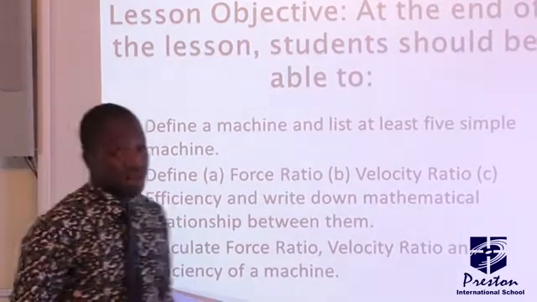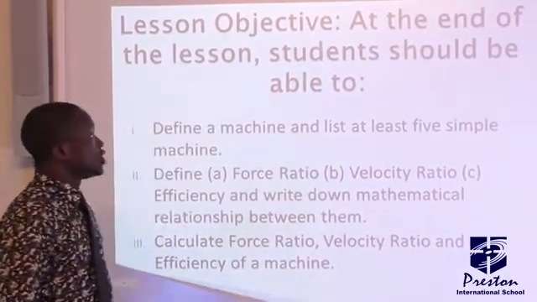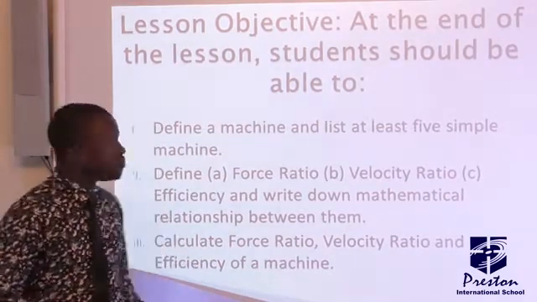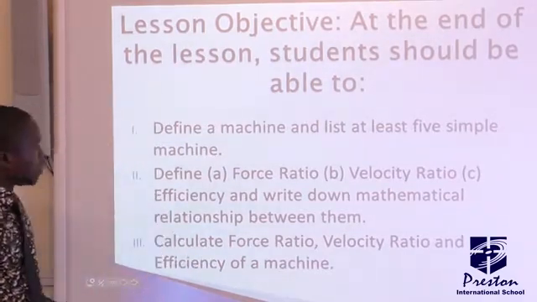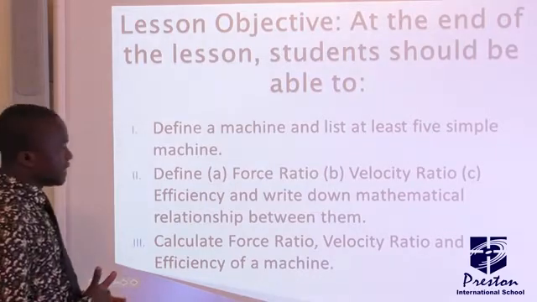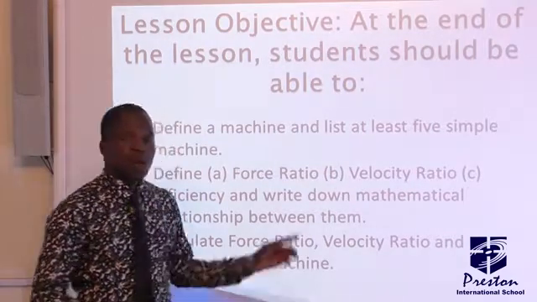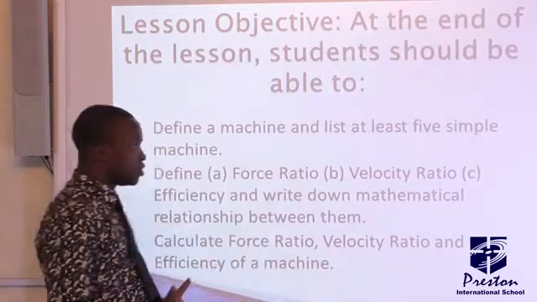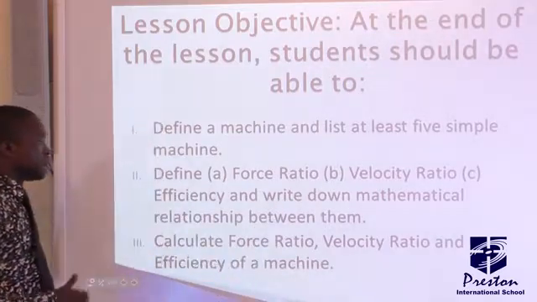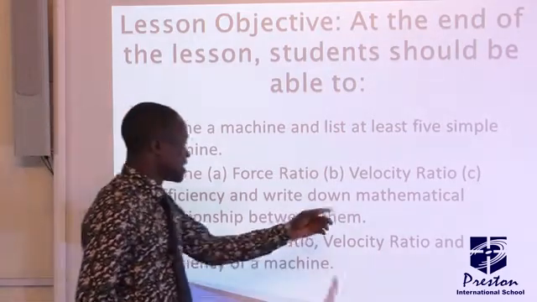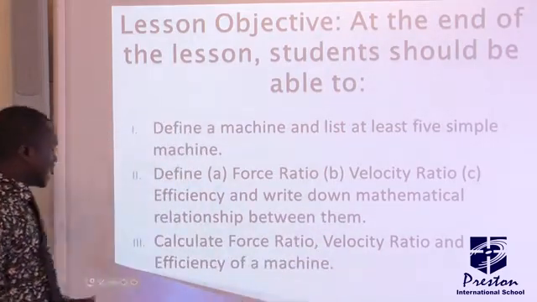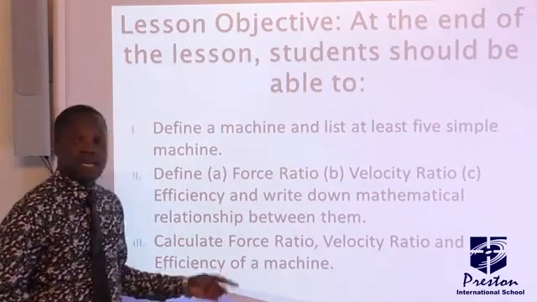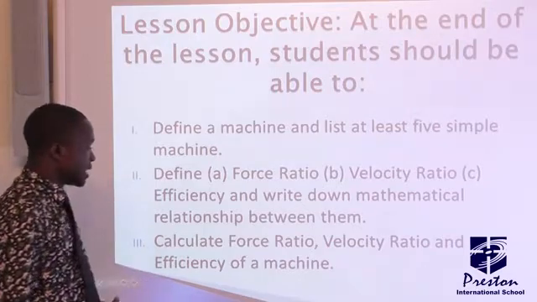Our lesson objectives: at the end of the lesson, students should be able to, one, define a machine and list at least 5 simple machines that you know. Second, you must be able to define force ratio, which can also be called mechanical advantage. Then you have to be able to define velocity ratio. Then you have to be able to define efficiency and write down the mathematical relationship between them. Then the last objective, you should be able to calculate force ratio, which is the mechanical advantage, then velocity ratio and efficiency of a machine.